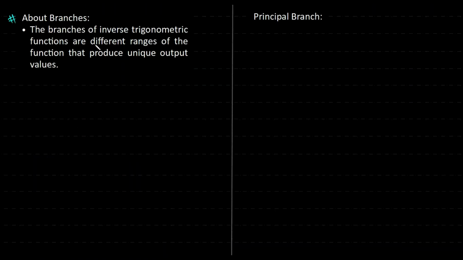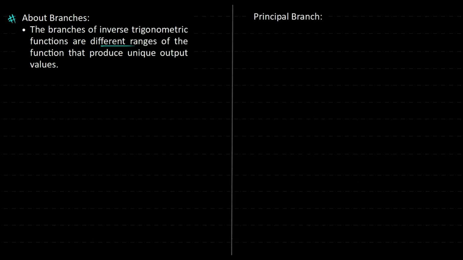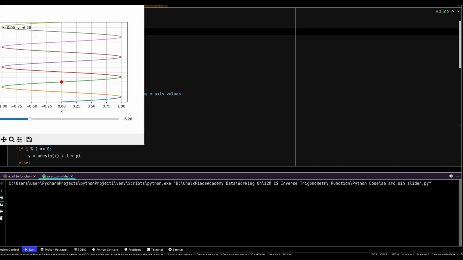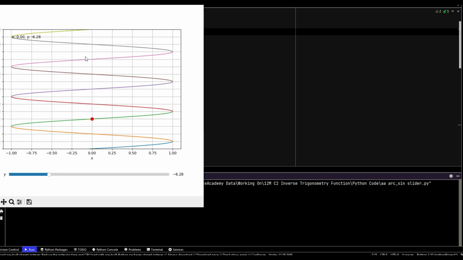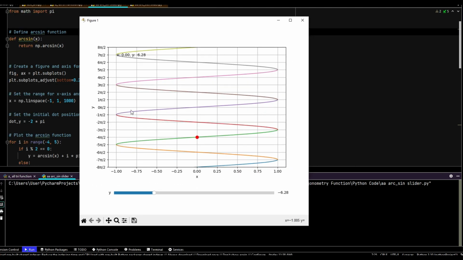The branches of an inverse trigonometric function are different ranges of the function that produce unique output values. What does it mean? Let me show it in the graph. Let me go to the start. My bad, this is actually for cos, this is not sine. But anyways, both look the same. This is your sine. Right, we have the same scenario.